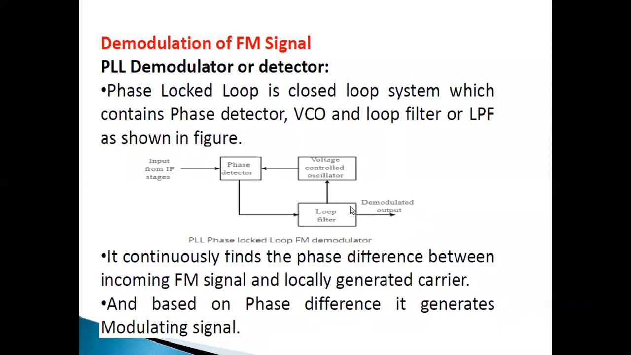If the loop filter is not satisfied by the output of the phase detector, then it gives it to the voltage controlled oscillator. The voltage controlled oscillator will maintain a stable output. Then it will give the input to the phase detector in this direction. Again, that will be given as input to the loop filter, and the loop filter will generate the output.